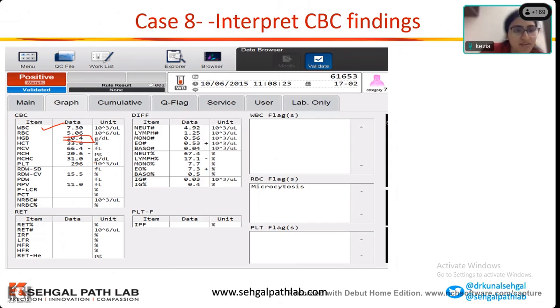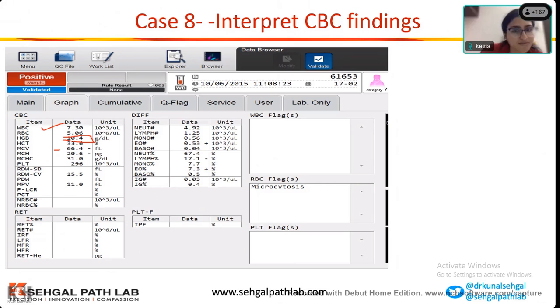The MCV is towards the lower side. Microcytic picture. The MCH is also hypochromic. Microcytic hypochromic anemia. Okay, so you have a picture of microcytic hypochromic anemia. What are the potential causes? Iron deficiency anemia, thalassemia, sideroblastic anemia. What do you think this patient is having?